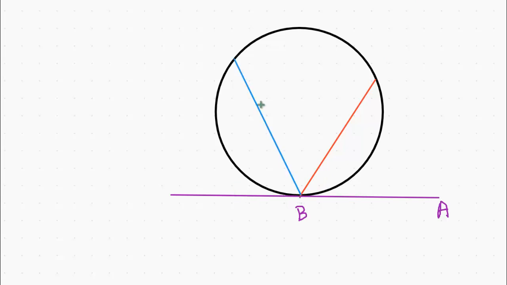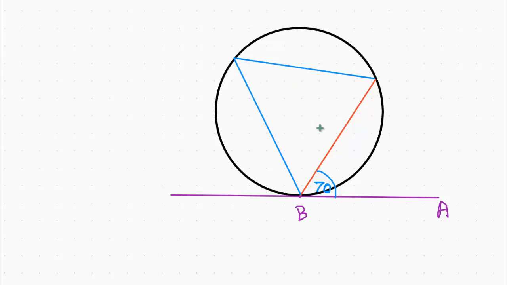And this is the second chord which touches the tangent at B, and let's draw another chord, and this is the third chord. So out of these three chords, this red colored chord makes an angle of 70 degrees with the tangent. And these three chords make a triangle, and as you know there are three angles inside the triangle.